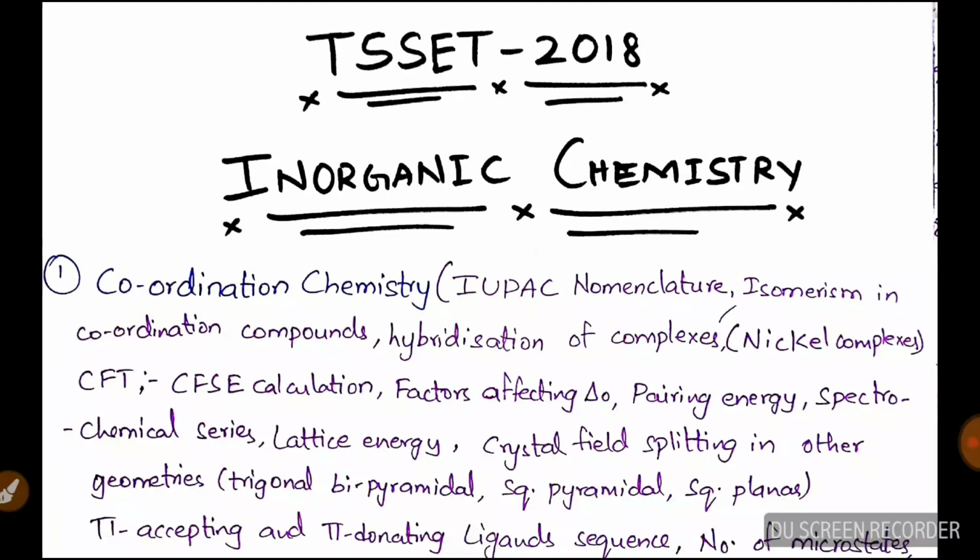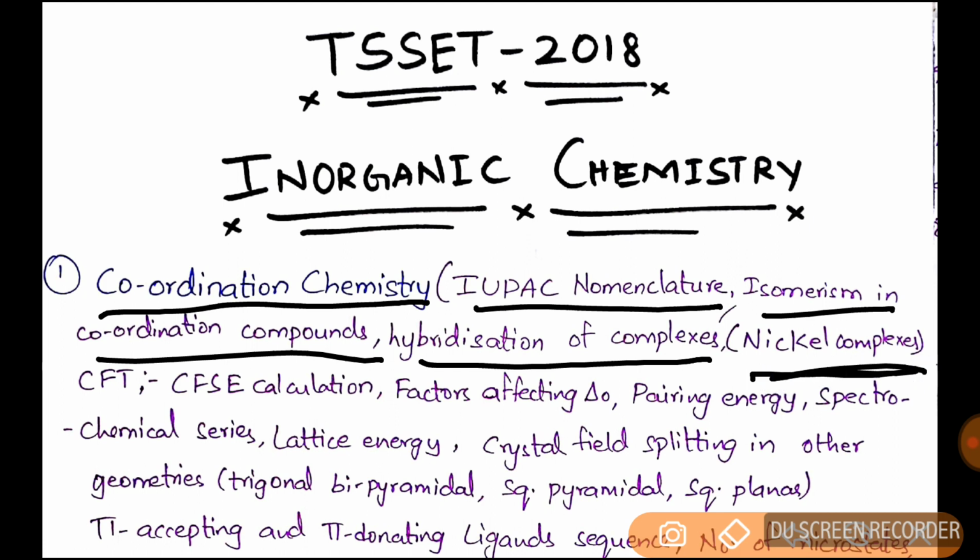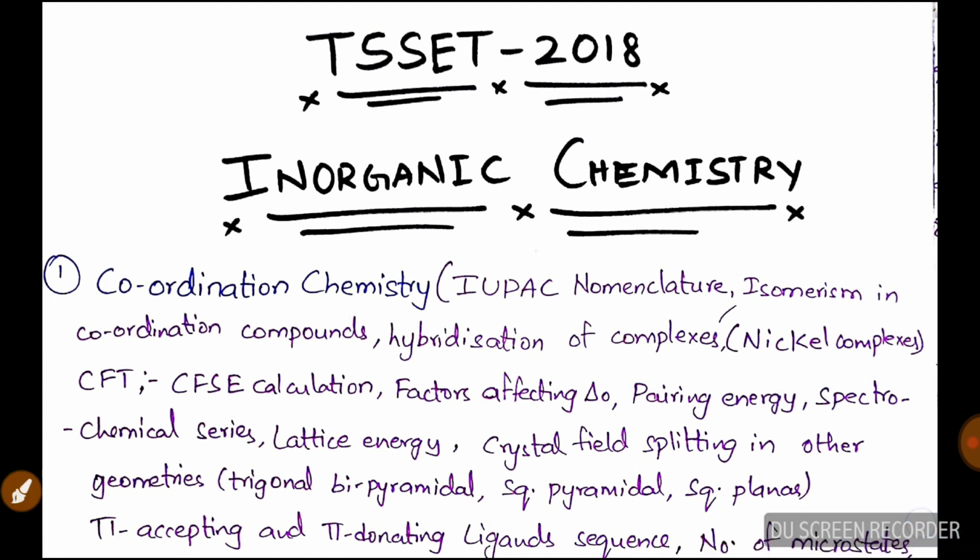Coming to inorganic chemistry, the major part is coordination chemistry. You can expect many questions from coordination chemistry only, and the important areas that you have to study from this are IUPAC nomenclature, isomerism in coordination compounds, that is ionization isomerism, hydrate isomerism, geometrical isomerism, etc., and hybridization of complexes according to VBT, especially with nickel and copper complexes. And there is this very important theory, that is CFT, crystal field theory.